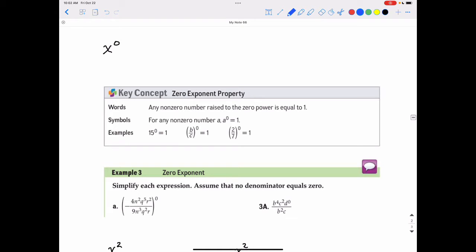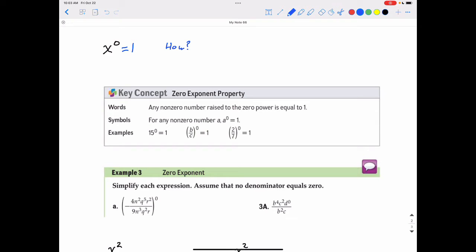X to the 0 power, what do we think x to the 0 power equals? Well, a lot of people would answer that it is 0. But however, x to the 0 power equals 1. X to the 0 power equals 1. Well, how is that even possible? Sure seems like if you don't have any x's, it should equal 0.